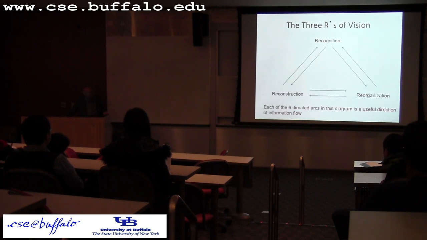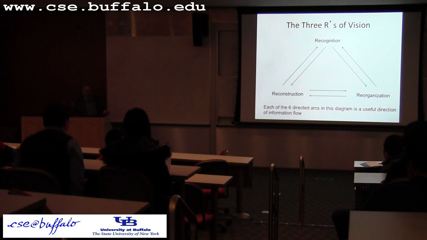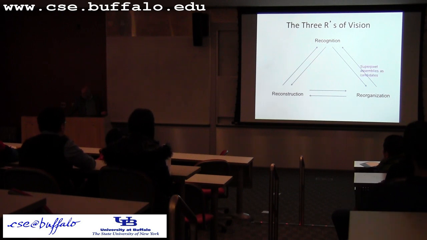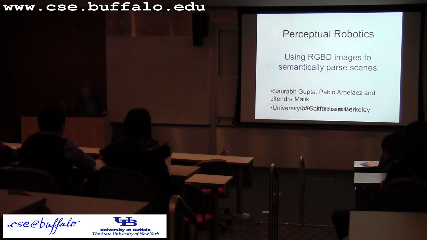Okay, so I'm getting ready to conclude. So I want to give you one example. I actually showed you this diagram where there were interactions amongst all of them, and yet mostly I talked about each of these in isolation. So I want to give you at least one baby example where we do some of these pathways. So this is one where we are trying to use some segmentation for recognition.